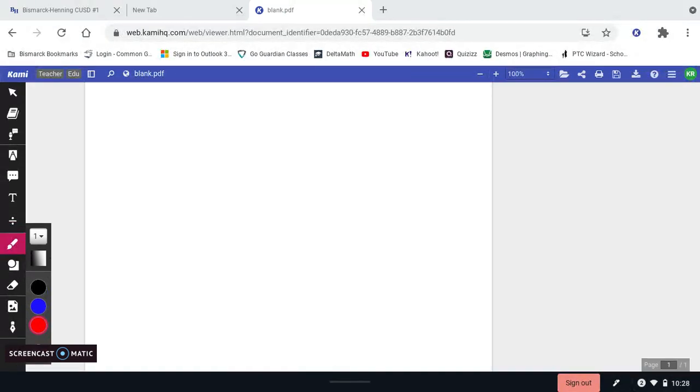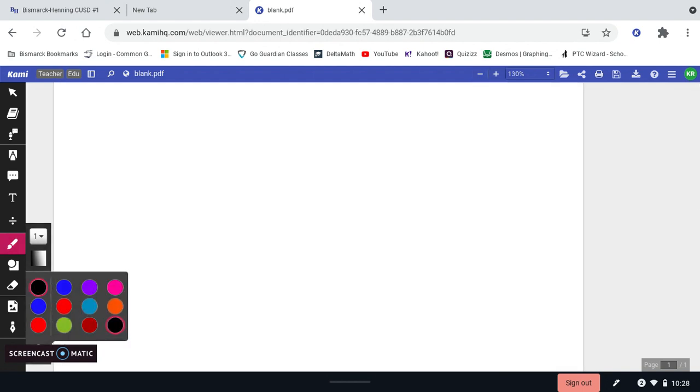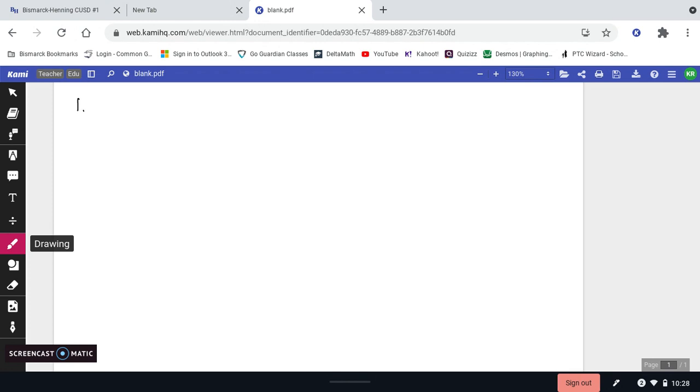All right, so this is a quick review for the quiz that we're going to have on Monday. We're going to start with doing a few examples of simplifying radicals. So let's start with square root of 28.